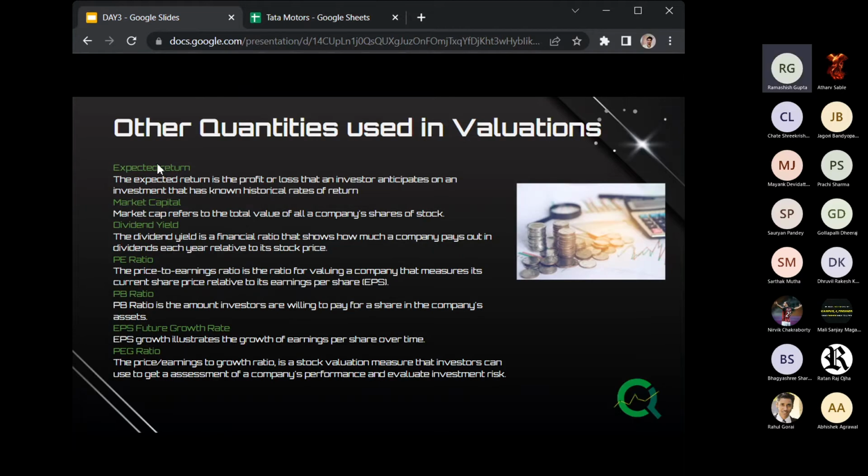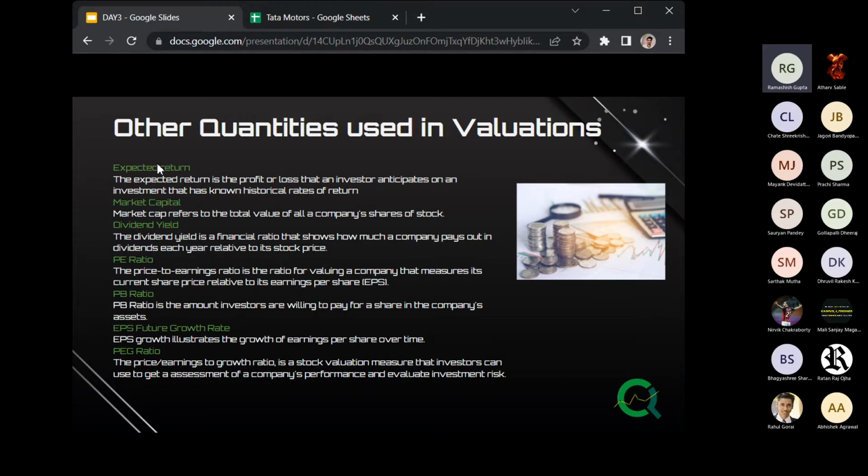So there are other quantities used in valuation. One of them is expected return. Expected return is basically where we just extrapolate things. Suppose the stock price of a company has grown 10% in the past year. Then the expected return will be 10%.